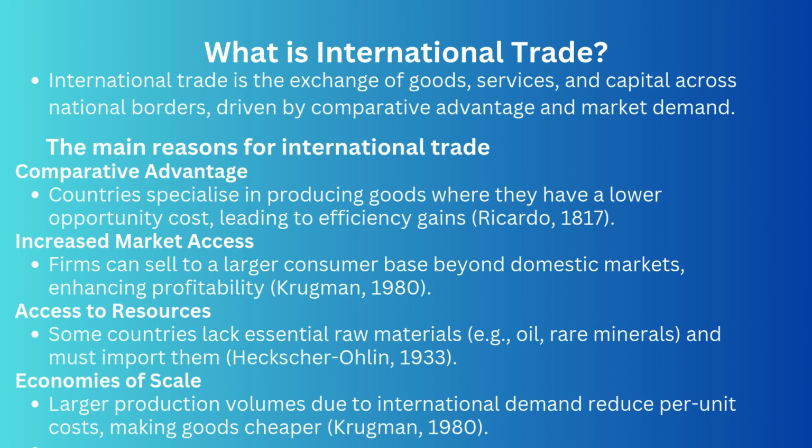So let us have a look at the main reasons for international trade. When we look at comparative advantage, countries specialize in producing goods where they have a lower opportunity cost. By now, you should know what opportunity cost is, leading to efficiency gains. So, opportunity cost, if you have forgotten, is sacrificing one thing or an amount of something in pursuit of another. In other words, you are getting the most out of your opportunity. And it is also what this opportunity to have product A is costing me in product B.